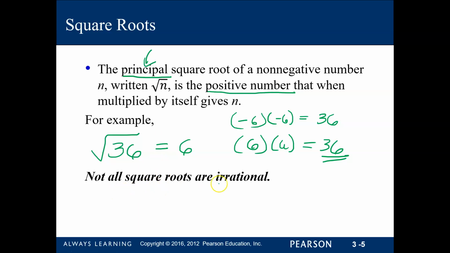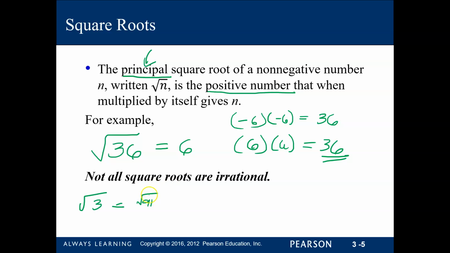Now, not all square roots are irrational. By default, the majority of square roots are irrational. You can try it. If you put in, for example, the square root of 3 in a calculator, it's going to be a never-ending value. The square root of 91, it's going to be a never-ending value too.